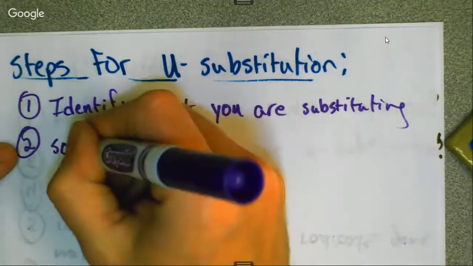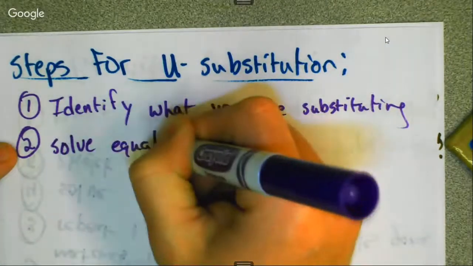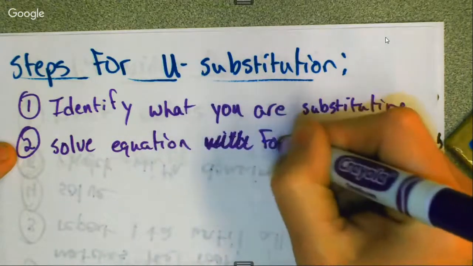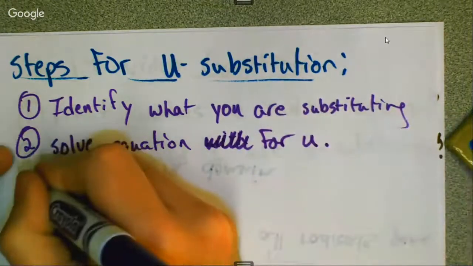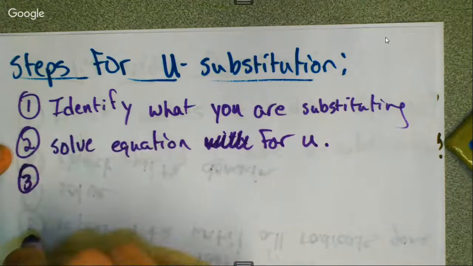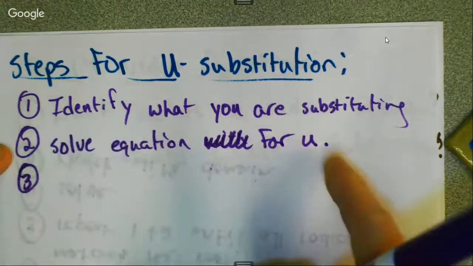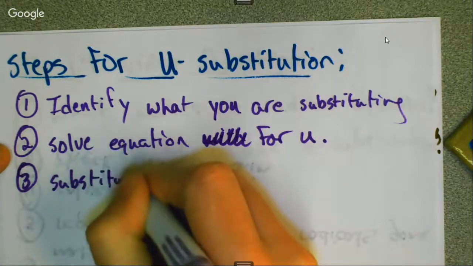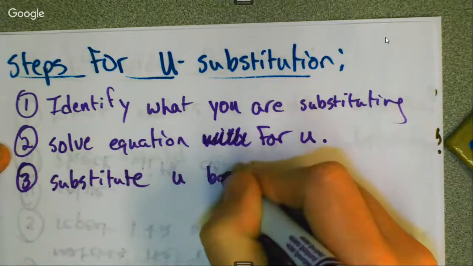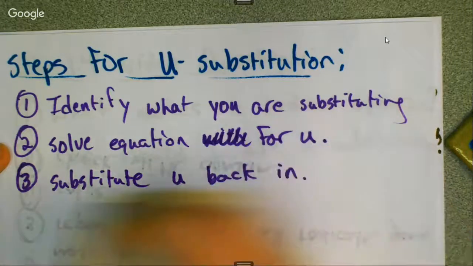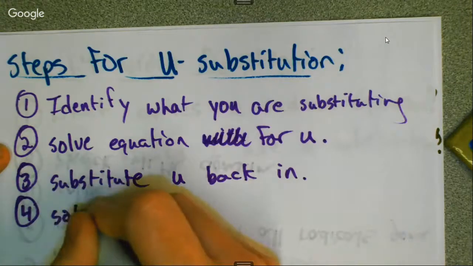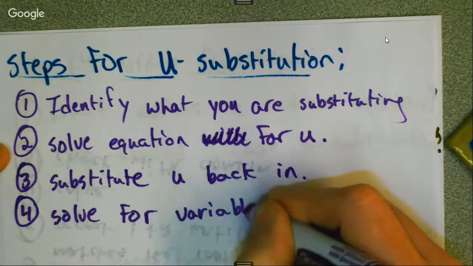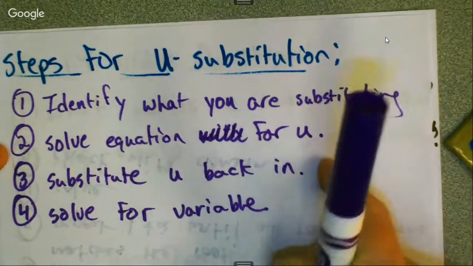Solve the equation for u. Okay. And then you're going to substitute back in and you're going to solve for the variable. Now, you should have the variable in it.